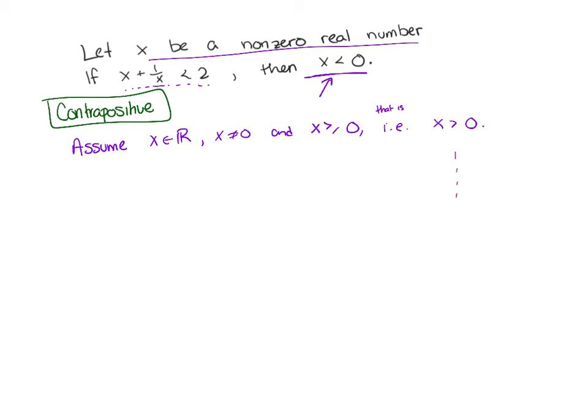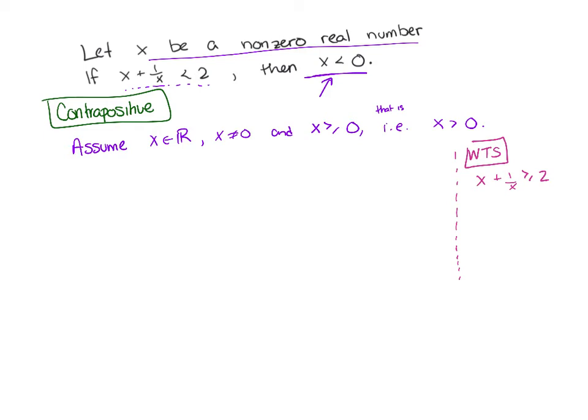Now it's going to be really hard to know where to pull that out from. So I'm going to do some background work over here. I'm going to do some steps that are going to help me lead to that. Sorry, I want to show the negation of that because I'm doing a contrapositive. So I want to show that x plus 1 over x is greater than or equal to 2.